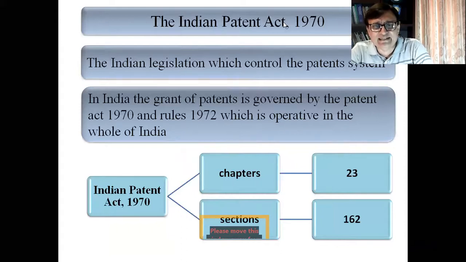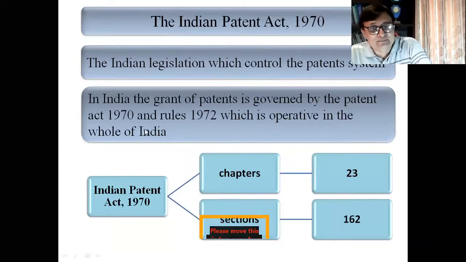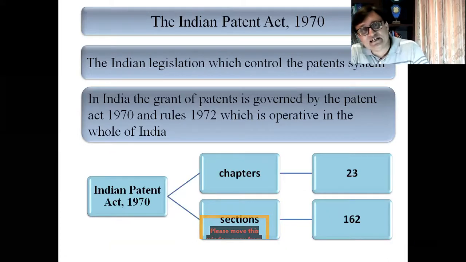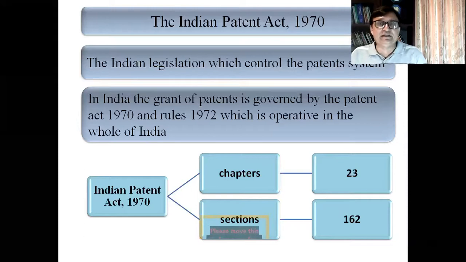Now, as far as the Indian Patent Act 1970 is concerned, it is an Indian legislation which controls the patent system. In India, the grant of patent is governed by the Patent Act 1970 and its promulgated rules, which are operative in the whole of India and are known as the 1972 rules. According to these, we make provisions and register patents, and various machinery is provided for protection of the invention made by the inventor.